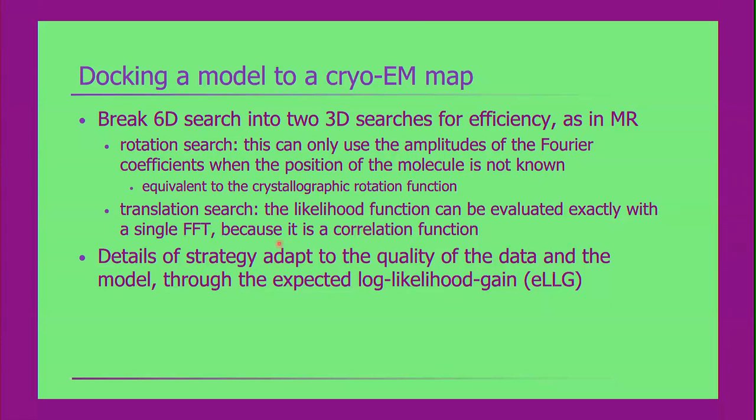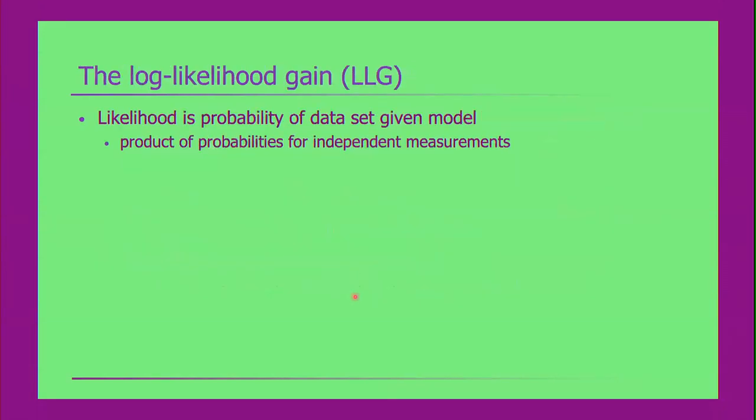Now, the next bit I want to tell you about is how we can adapt the strategy to the particular problem. There are some strategic choices that we have to make, and that depends on the quality of the data and the model. We do this through calculating something called the expected log likelihood gain. So I need a little digression to explain what that means.